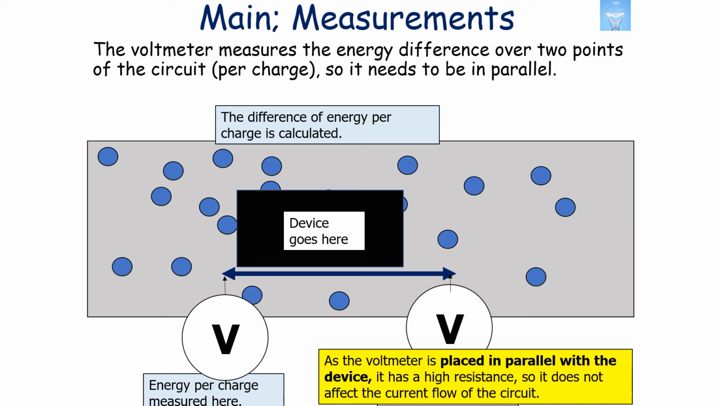Now as the voltmeter is placed in parallel with the device, it has a high resistance, so it doesn't affect the current flow of the circuit, because if the voltmeter has a high resistance, well then none of the electrons will flow through the voltmeter, so it will not affect the value of current in your circuit.